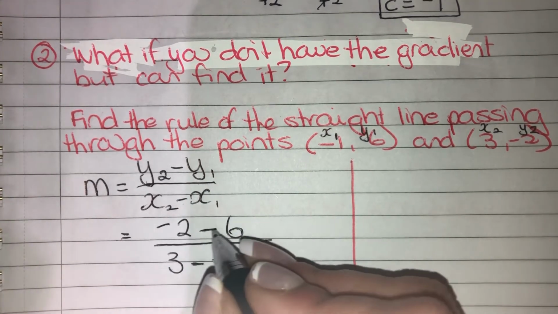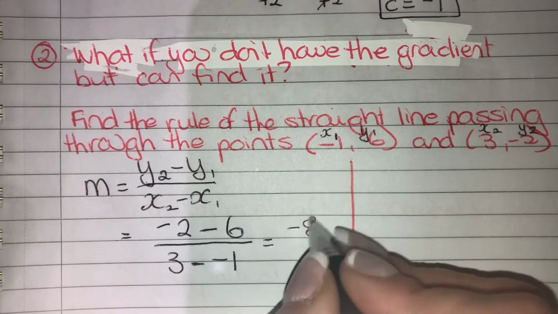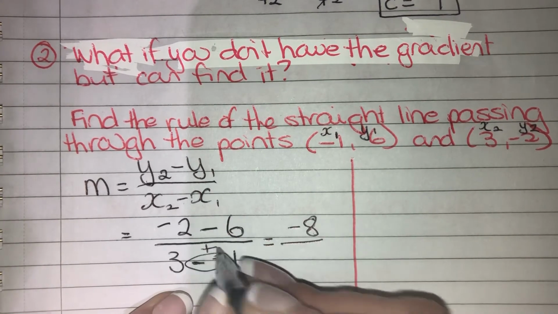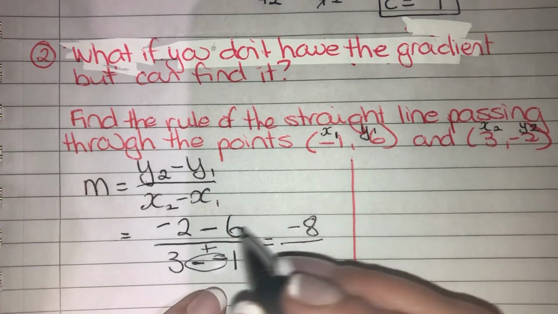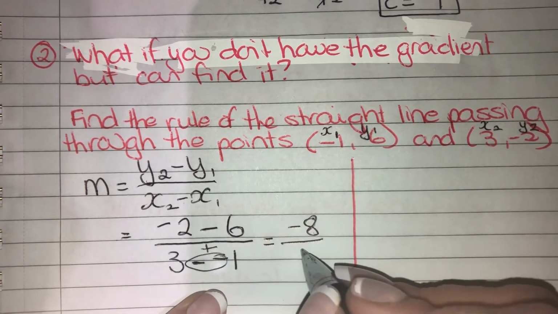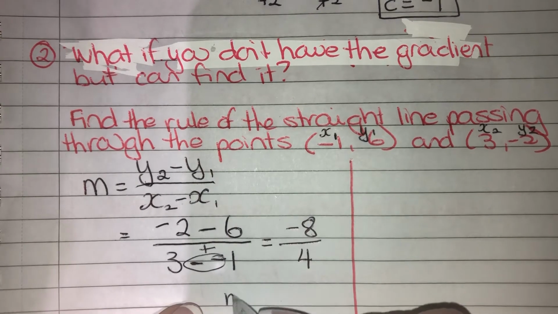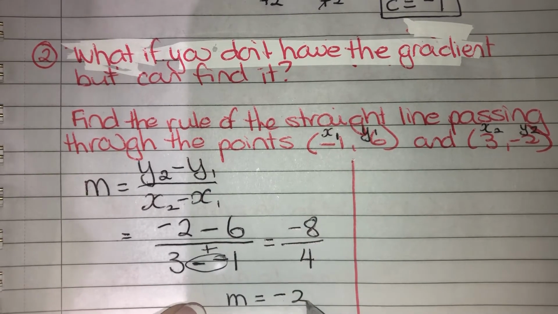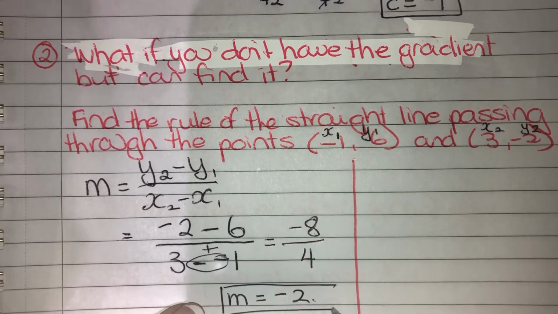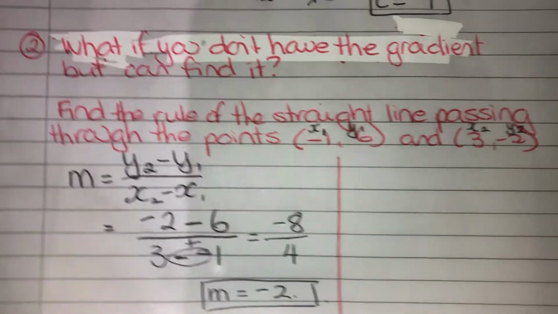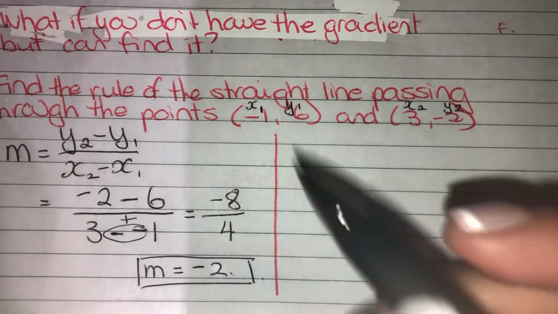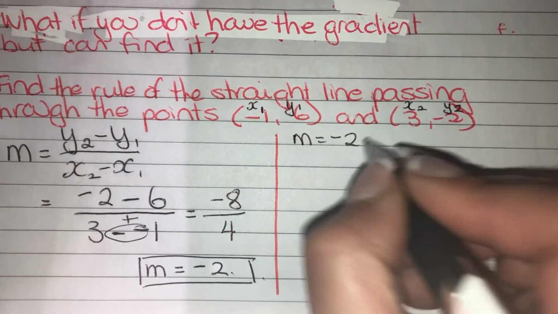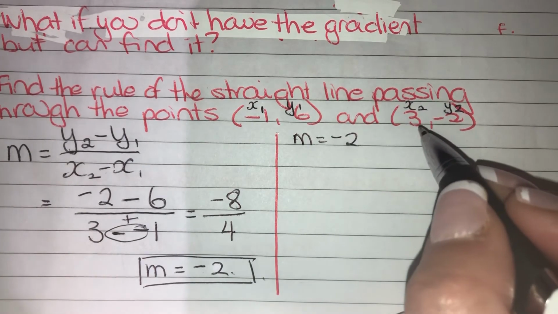Right, -2 minus 6 is -8. Divided by 3, and a minus make a plus. You can put this in your calculator, remember. 3 plus 1 is 4. So the gradient is equal to -2, because 8 divided by 4 is 2. All right, now we have a question just like we had before. We have a gradient of -2 and we have 1 point.